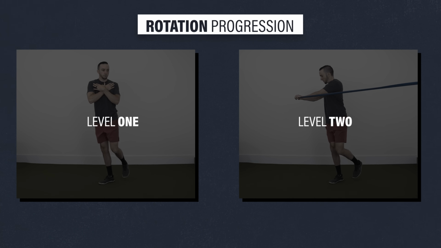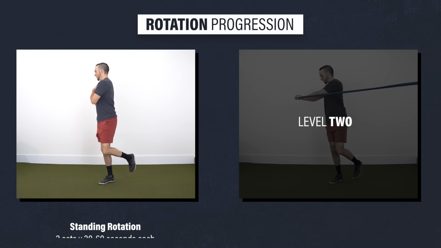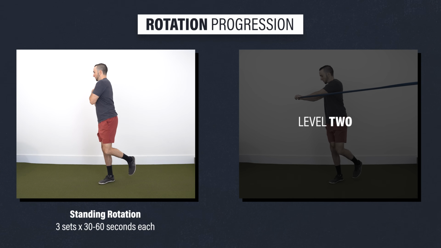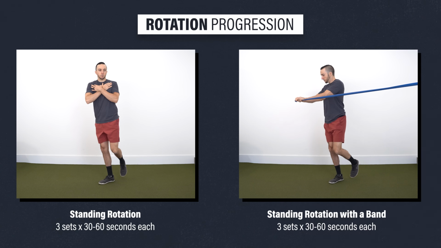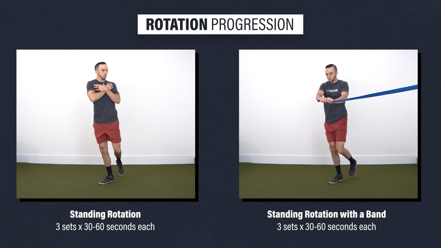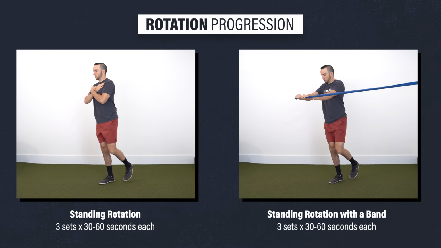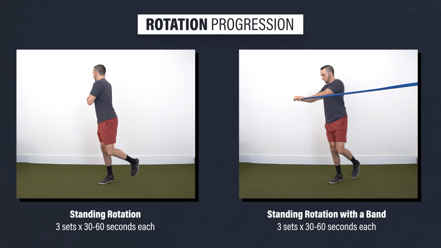Option 3, rotation progression. Stand on one leg, rotate your torso as far as you can in one direction, and then rotate as far as you can in the other direction. Start with small rotations and work up to your full range of motion. To make this more challenging, you can add resistance by holding a band. Perform these for 3 sets of 30 to 60 seconds on each leg.